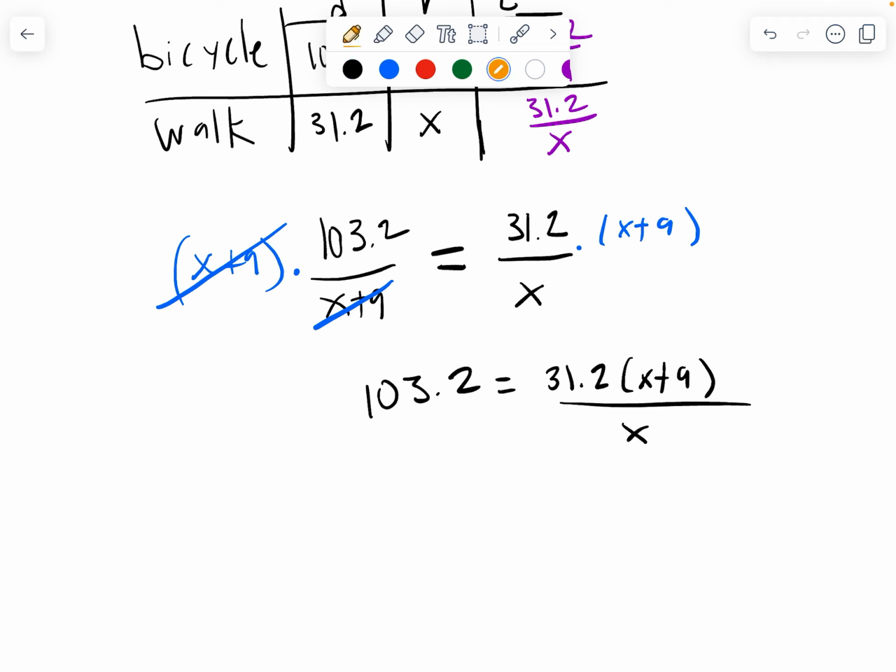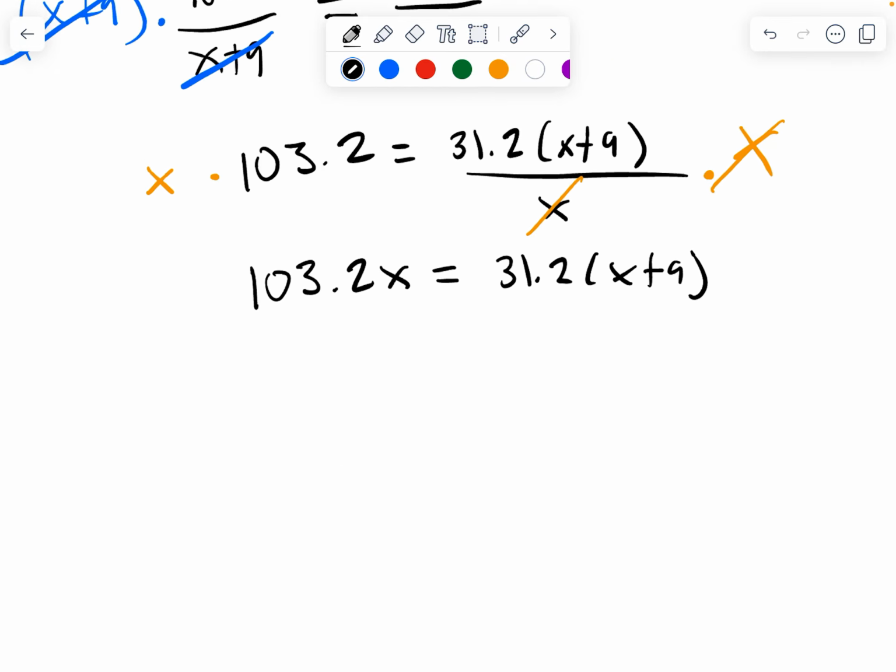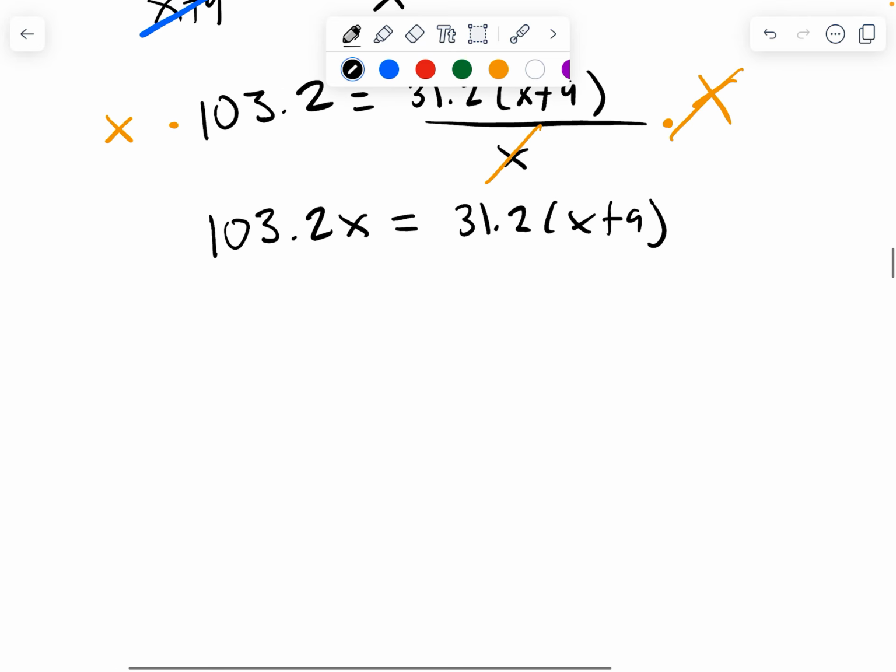You could do this all in one step. I'm just writing it out to make a point here. We're undoing division of x by multiplying by x, so that cancels out top and bottom. We're left with 103.2x equals 31.2 times x plus 9. All fractions are gone. They're cleared. We just need to finish solving.